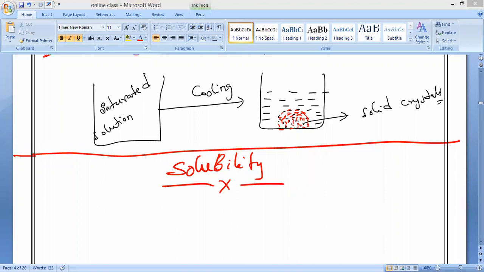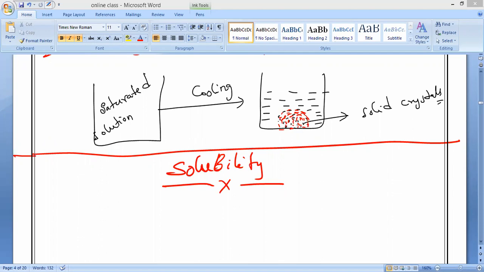All of you should remember. At a given temperature, for how much amount of solvent? How much amount of solvent, Mitakshri? Always you have to take 100 grams of solvent. Understanding? At a specified temperature is known as the solubility of that solute in that given solvent.